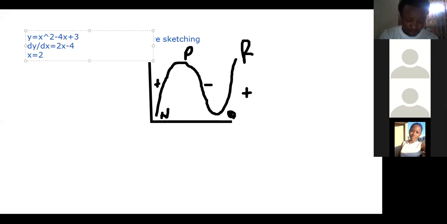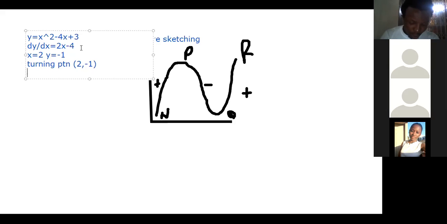And so now we substitute x into y to get its corresponding y value. When you put 2 in x, what are you getting for y? It is minus 1, right? So our turning point is (2, -1).